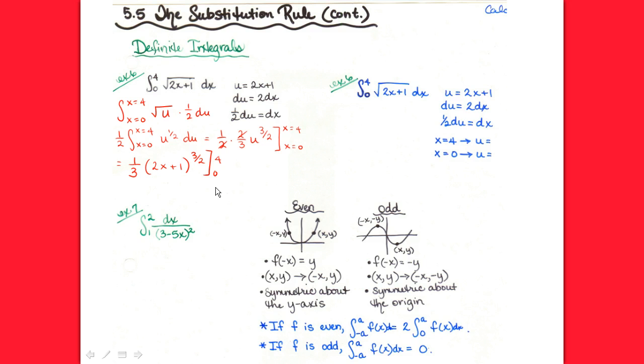All right, so let's go through and plug 4 in the place of x. So 2 times 4 would give us 8 plus 1 would give us 9. And then plug 0 in the place of x. So 2 times 0 plus 1 gives us 1.